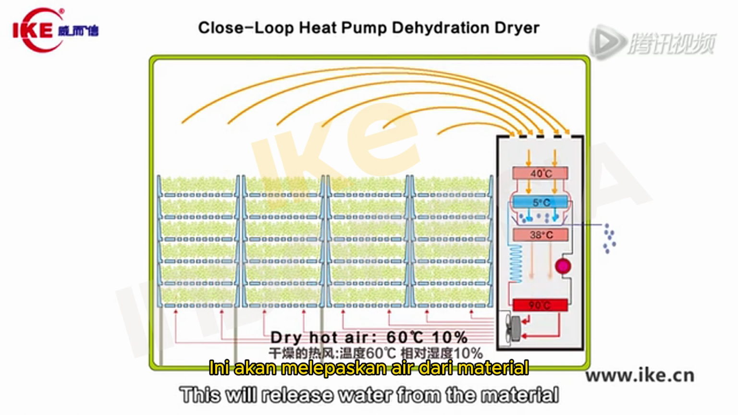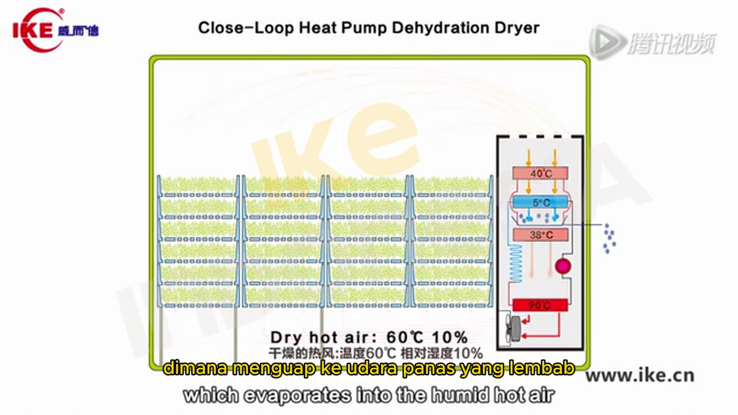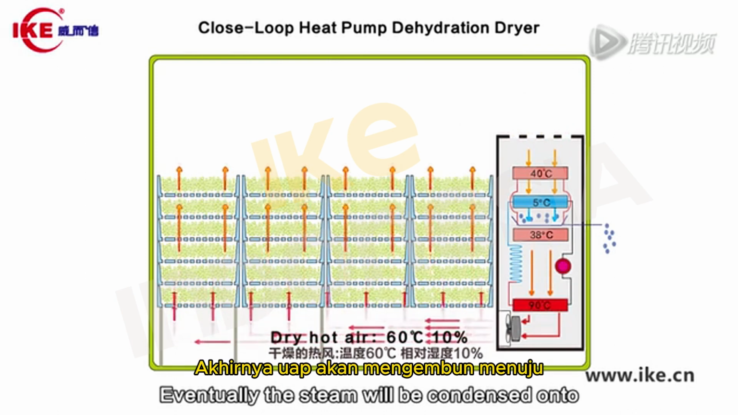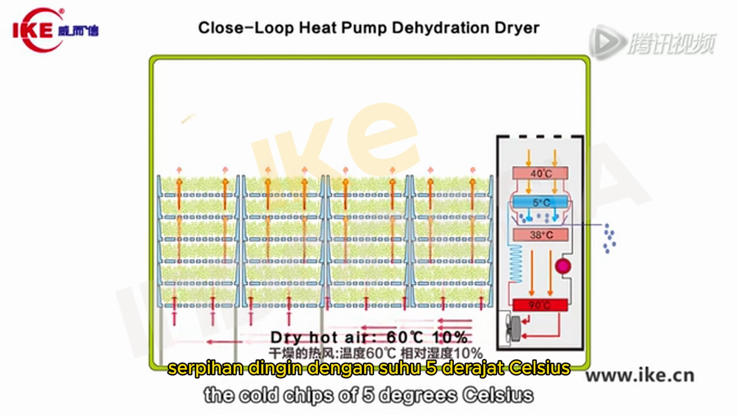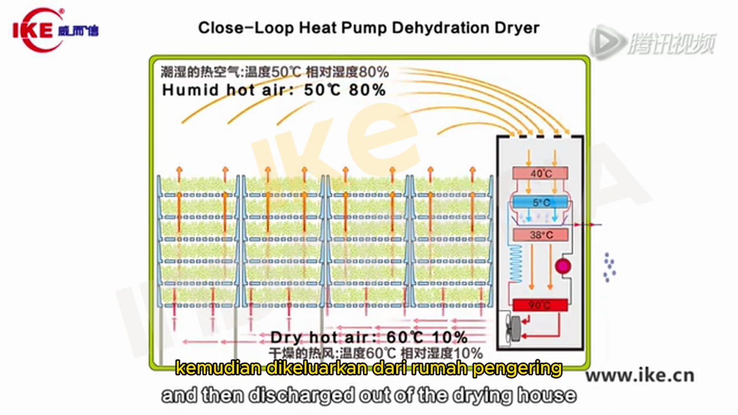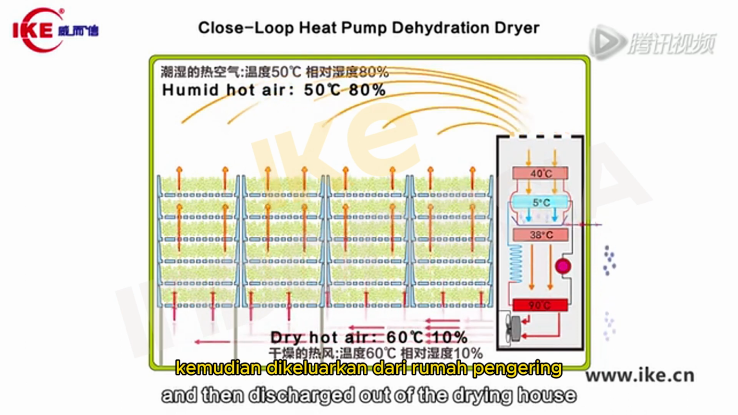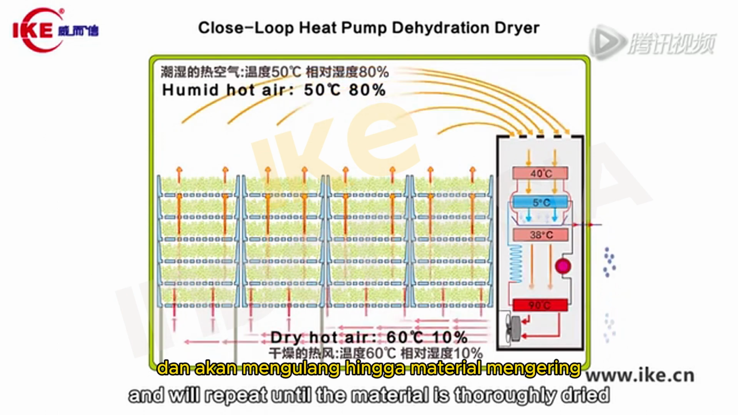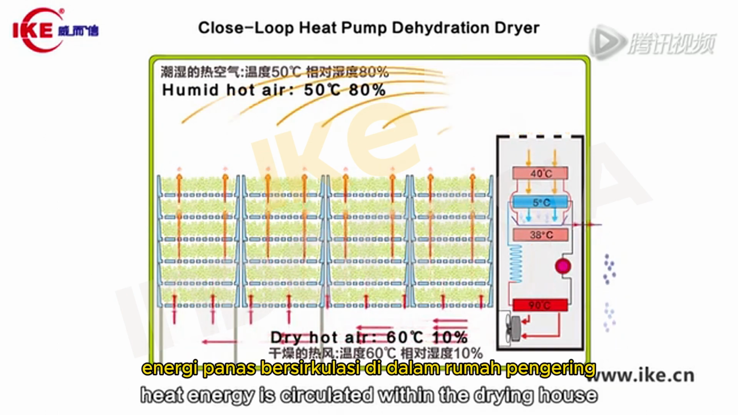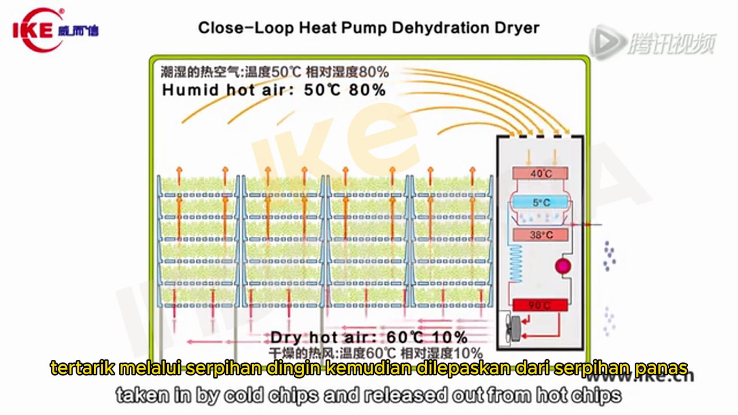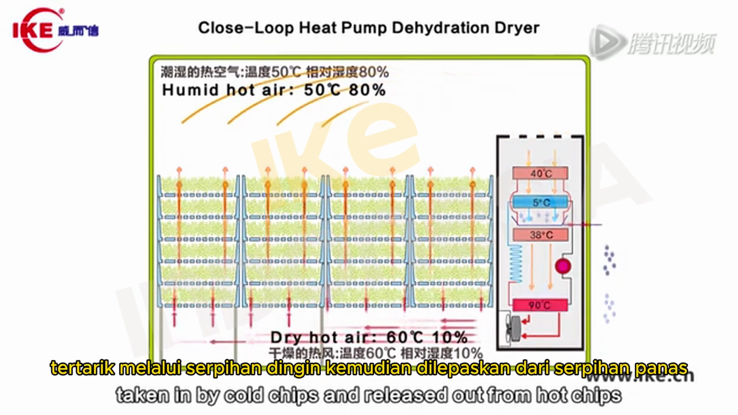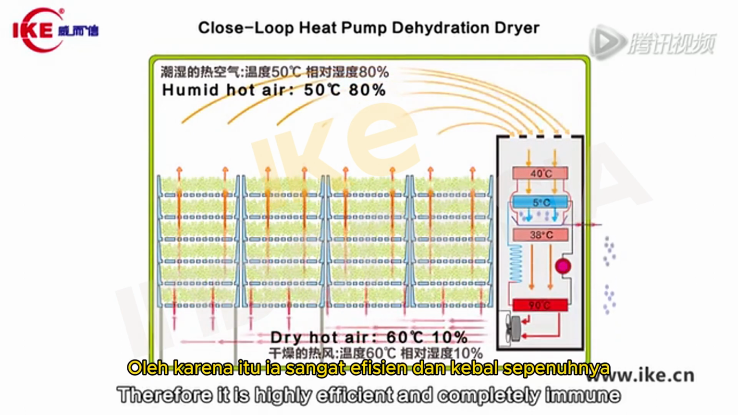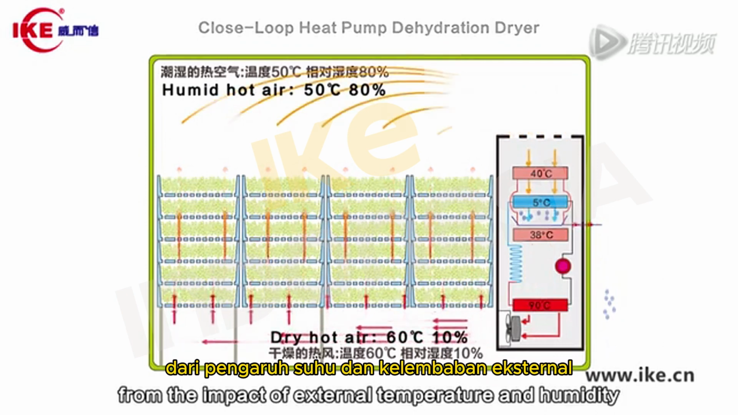This will release water from the material, which evaporates into the humid hot air and then is taken back into the dryer again. Eventually, the steam will be condensed onto the cold chips at 5 degrees Celsius and then discharged out of the drying house. The whole process will begin again, and will repeat until the material is thoroughly dried. In the above process, heat energy is circulated within the drying house, taken in by cold chips and released out from hot chips without any loss of heat. Therefore, it is highly efficient and completely immune from the impact of external temperature and humidity.